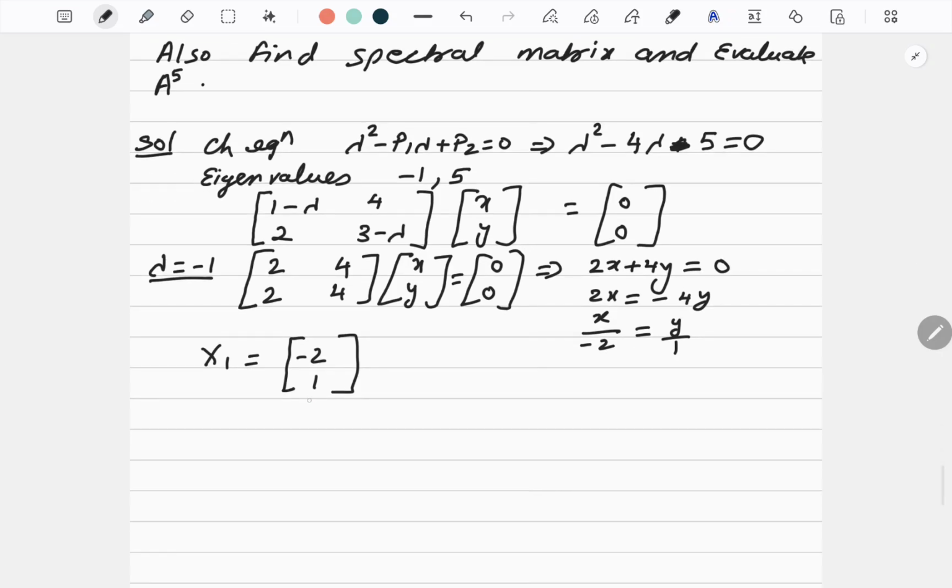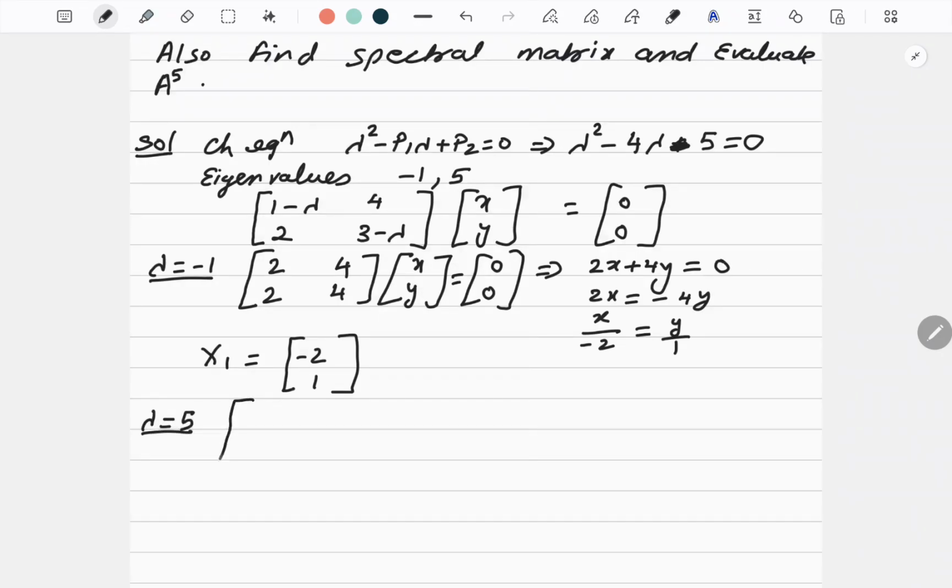See, I have written minus 2, 1. Even if you write it as 2, minus 1, it is correct, because every multiple of this is an eigenvector only. So for one eigenvalue, I can write infinite eigenvectors, but all are multiples of each other. So now let's work for lambda equal to 5.